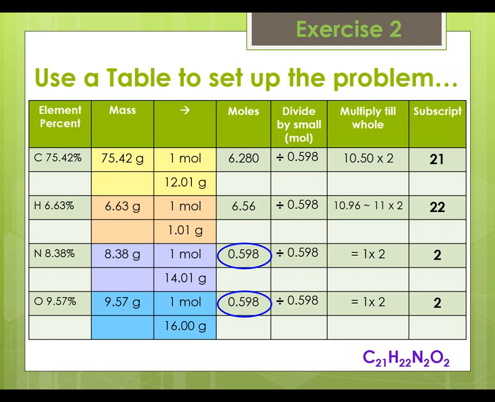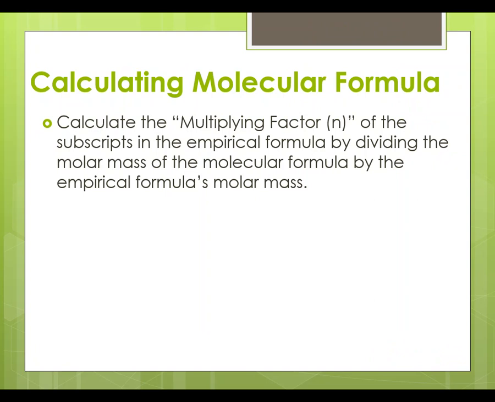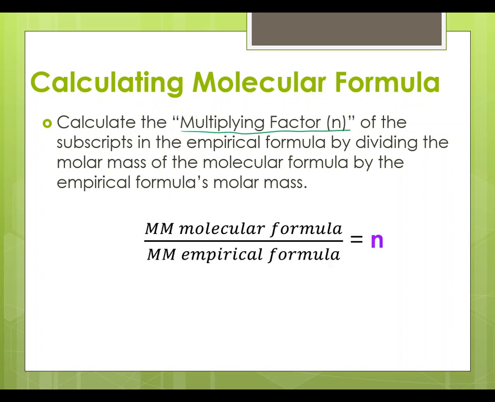One more thing we can figure out is the molecular formula. Once we know the empirical formula, we can find the molecular formula if they give us the molar mass of the molecular formula. So calculating molecular formula, we find something called the multiplying factor, or N. The way to do that is to take the molar mass of the molecular formula, which they should give you in the problem, by the way, divide it by the molar mass of the empirical formula, which either you just found or it's also in the problem.